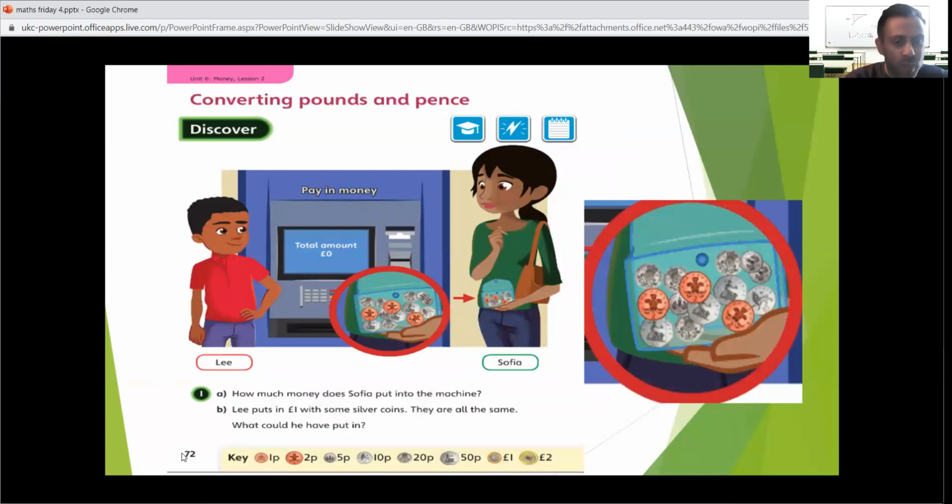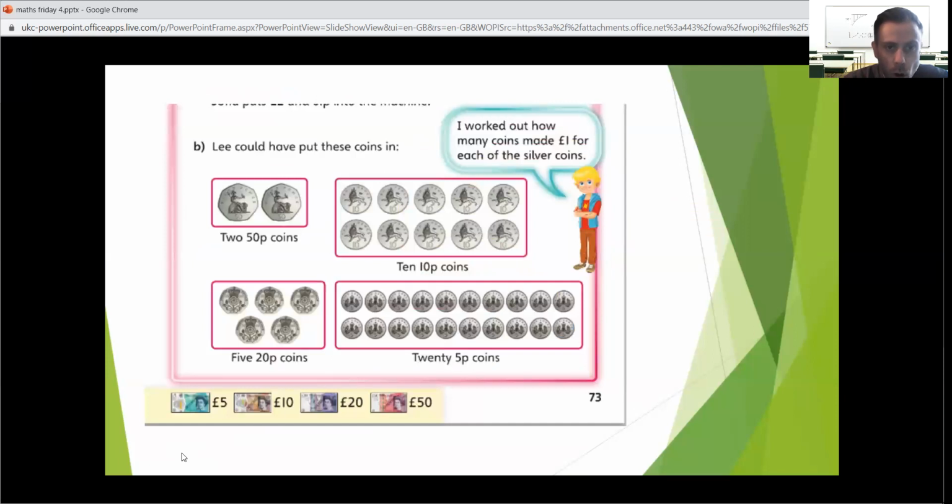All right, 1B. I've had some Vimto. Let's have a look at the answers. Lee could have put these coins in. So he could have put in two 50p's. That makes 100p. That makes a pound. He could have put in 10 10p's. 10 times 10 is 100. 100's a pound. He could have put in 5 20p's. 5 times 20 is 100.